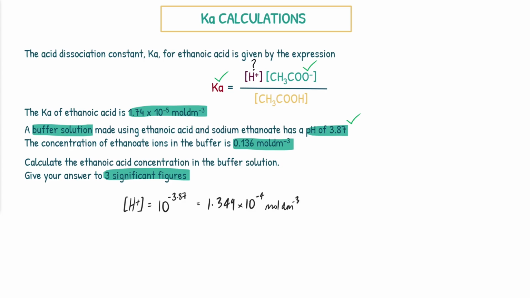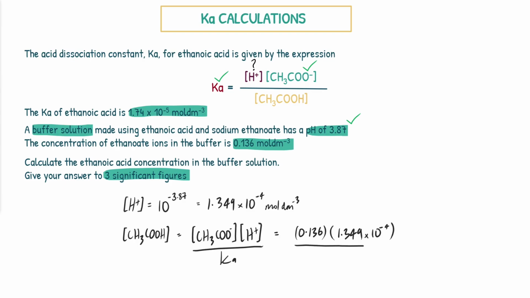All we have to do is rearrange the expression to make the ethanoic acid the subject. Okay, hopefully you guys are okay with rearranging. So if you do that, then we're going to have our ethanoate ion concentration on the top as 0.136, bracket that up, multiplied by our H plus ion concentration that we just calculated, 1.349 times 10 to the minus 4, divided by our Ka, which is given in the question as well, 1.74 times 10 to the minus 5. Okay? Put all those numbers in your calculator, and you're going to get an answer of 1.05, and that is to 3 significant figures as it specifies in the question.